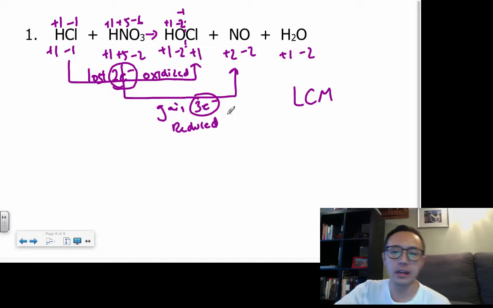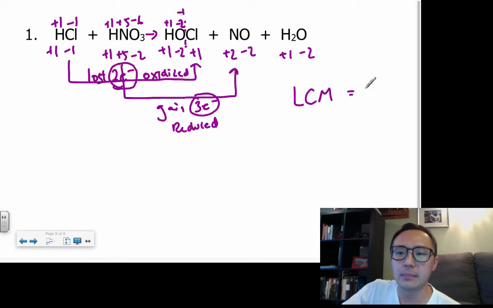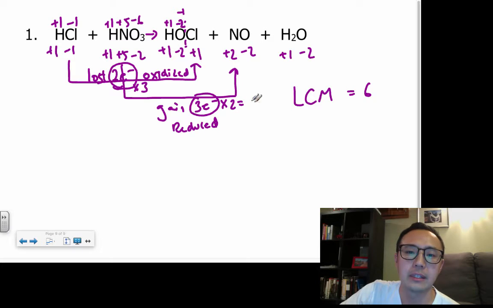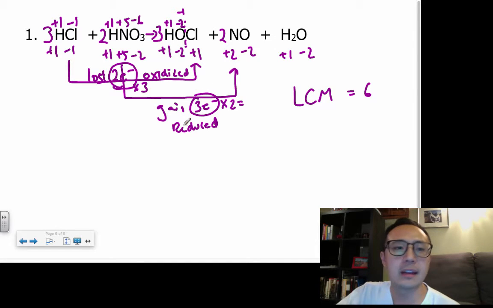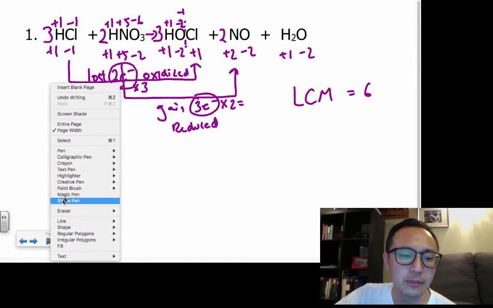So 2 to 3, and the lowest common multiple is going to be 6, because if we multiply this by 3, it's going to equal 6, and if we multiply this by 2, it's going to equal 6. So because we're multiplying these two by 3, we're going to put 3 as the coefficient here, and if we're multiplying this species by 2, and also this species by 2, then I'm going to put the coefficient here. So that's the first step of the oxidation number method. The second step is actually checking if they're balanced or not.